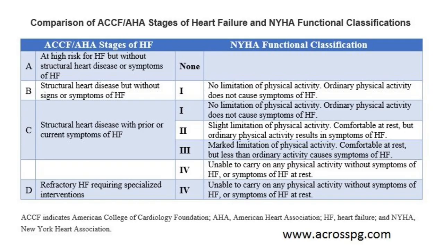For the American Heart Association stages of heart failure, we have also 4 classes or 4 stages: A, B, C, and D. A means that the patient is at high risk for developing heart failure but without structural heart disease or symptoms. B means there is already a structural heart disease or pathology present but without any symptoms. Stage C, presence of structural heart disease with prior or current symptoms of heart failure, and stage D means refractory heart failure requiring specialized interventions.